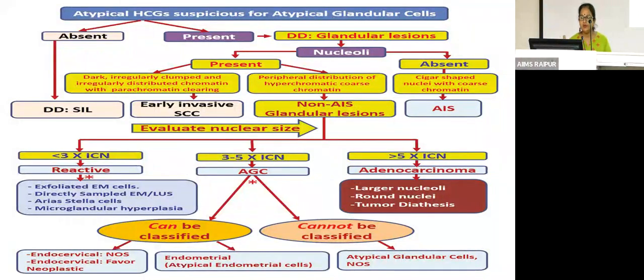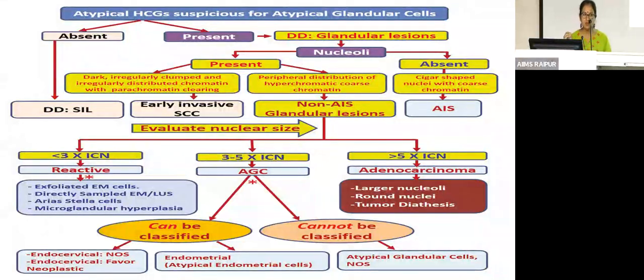If nucleoli are present, then you have to look at the chromatin distribution. If the chromatin is dark, irregularly clumped, irregularly distributed with parachromatin clearing, you have to keep in mind that it can still be an early invasive squamous cell carcinoma. Now, if nucleoli are present with peripheral distribution of hyperchromatic coarse chromatin, then you have to look at other non-adenocarcinoma in situ glandular lesions. The algorithm further depends on the nucleus size.